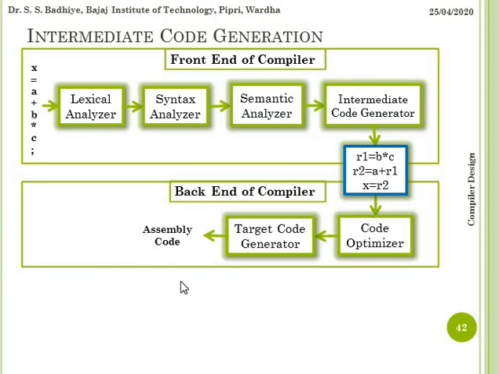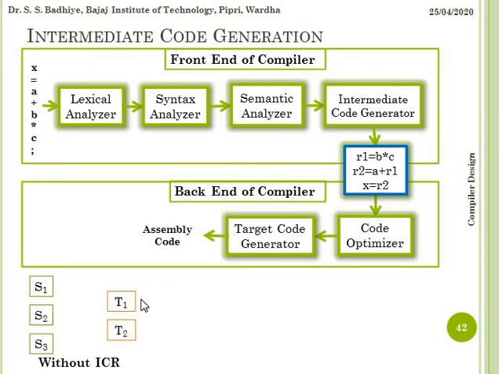So why do we need this intermediate code representations? What if there is no intermediate representation, and suppose there are three source languages S1, S2, S3, and we need to convert these languages to two different target languages, that is target language T1 and T2.